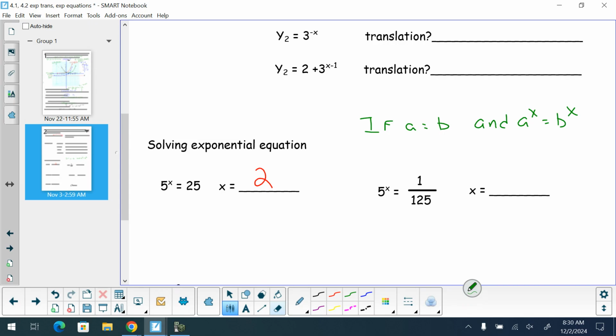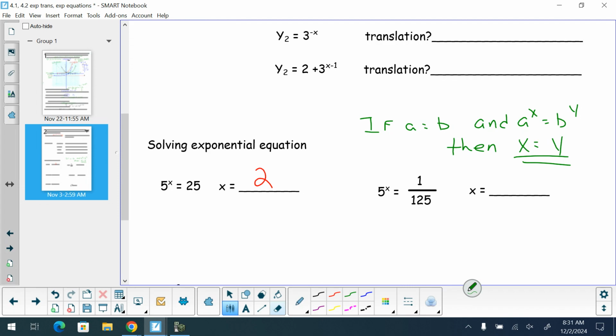If a equals b, and then a to the x is equal to b to the y. Then x must equal y. If you have like bases, and you have them to exponents, and you have equality, then the exponents must be equal.